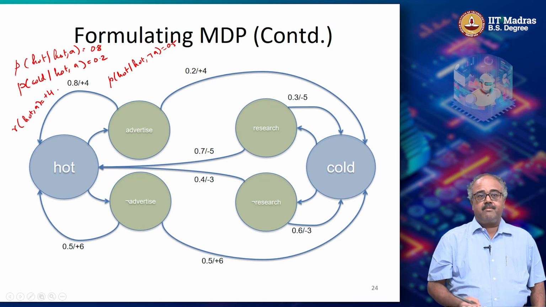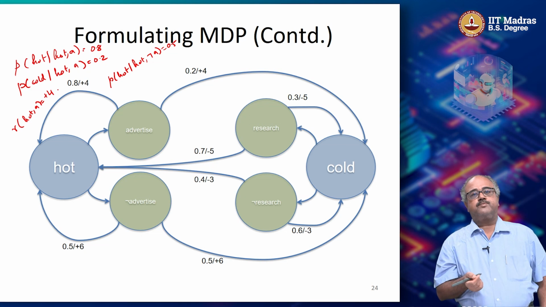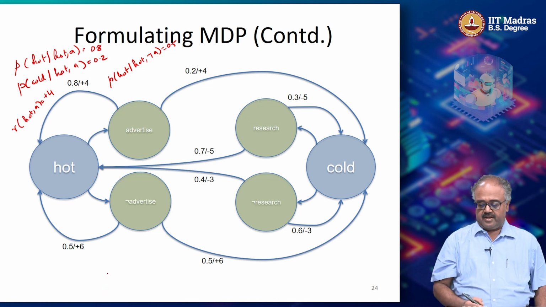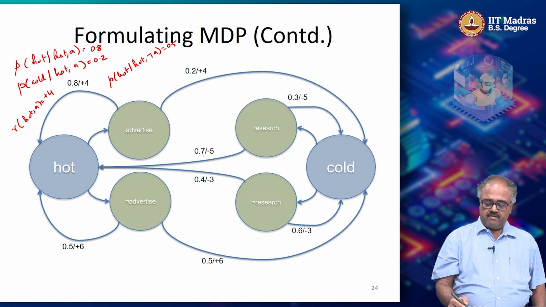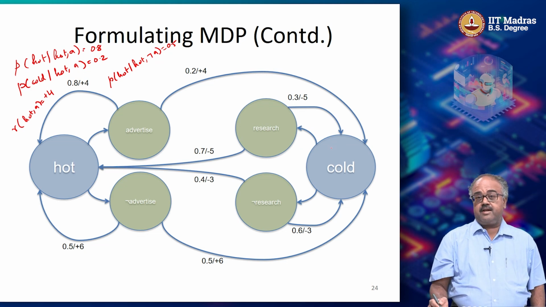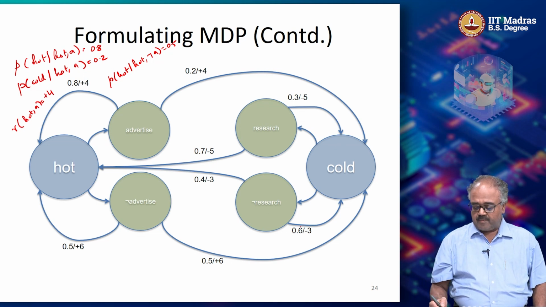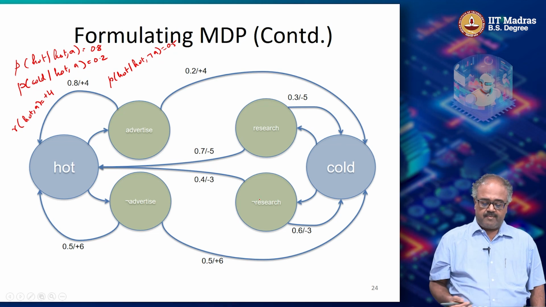Right? So remember, we had S, A, S prime. Here I am saying regardless of what is S prime, the reward is the same. Therefore, this is how we write the reward. Now, if you are in cold and if you research with probability 0.7, you go to hot, but you get a reward of -5. That means with probability 0.3, you stay in cold itself. Likewise, if you don't research with probability 0.6, you stay in cold, but you get a reward of -3. So this is the full MDP, right?